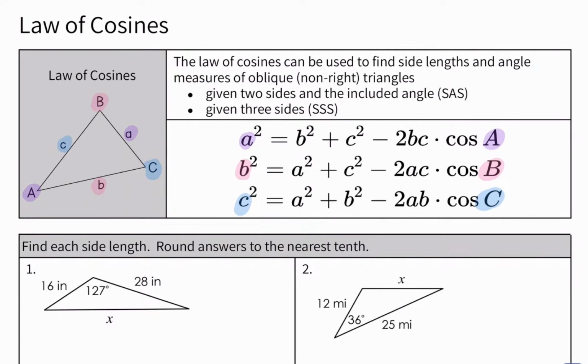And they all pretty much have the same format. It just changes letters every once in a while. So a squared is equal to b squared plus c squared minus 2bc times the cosine of a. And then it just changes letters as we go on. So these are the formulas that we're going to be using to answer our questions.